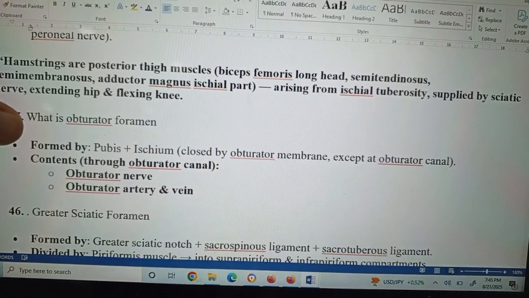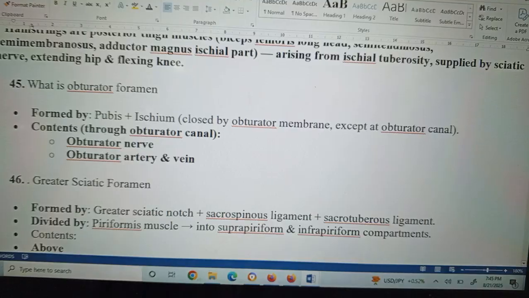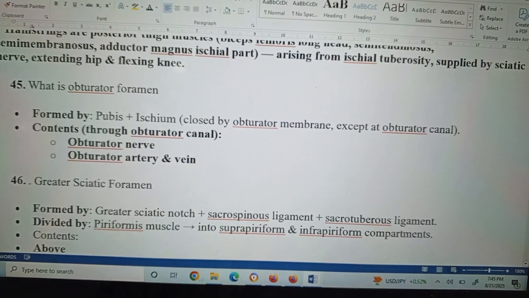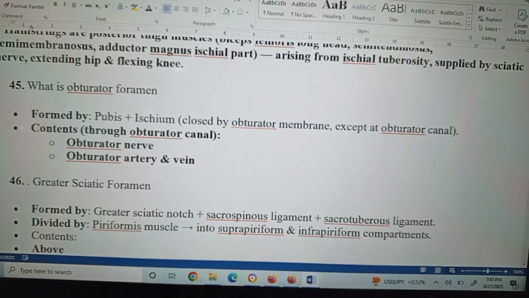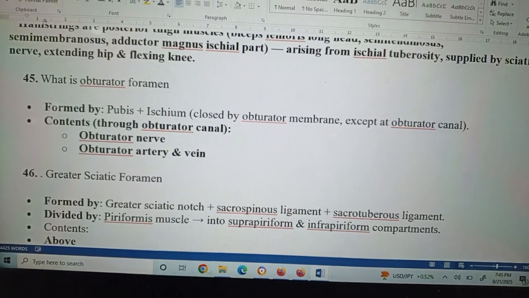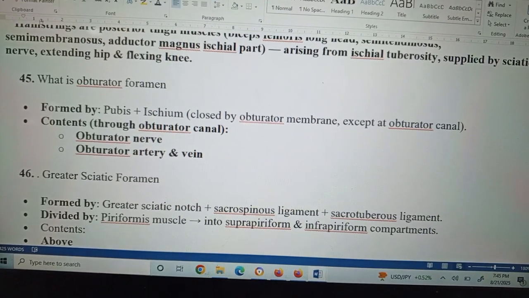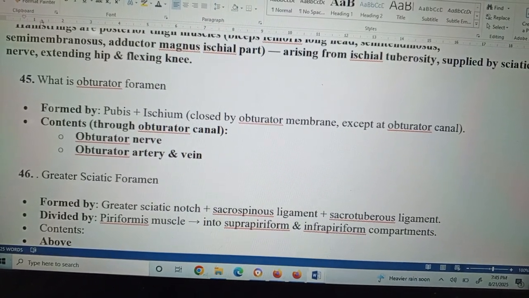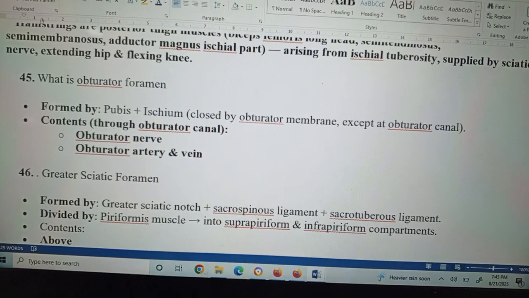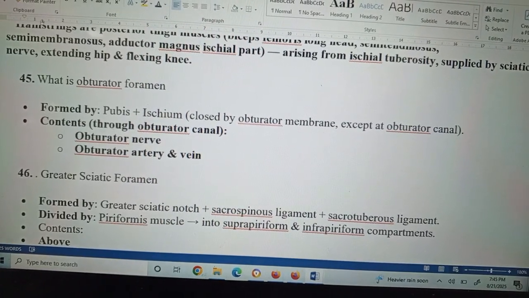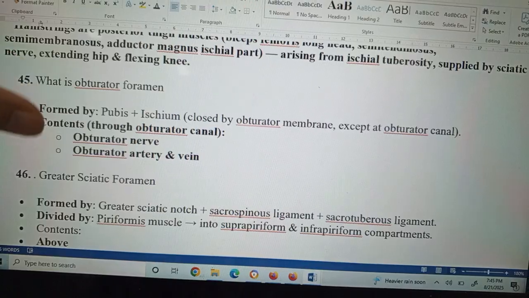What is the obturator foramen? It can be given to you on an X-ray as well. It can be marked to you and the contents can be asked. It is formed by the pubis and ischium, closed by the obturator membrane except at the obturator canal. Contents are obturator nerve, artery and vein.